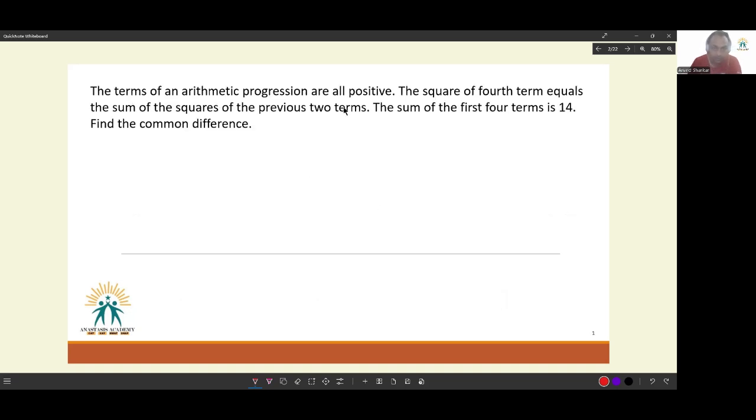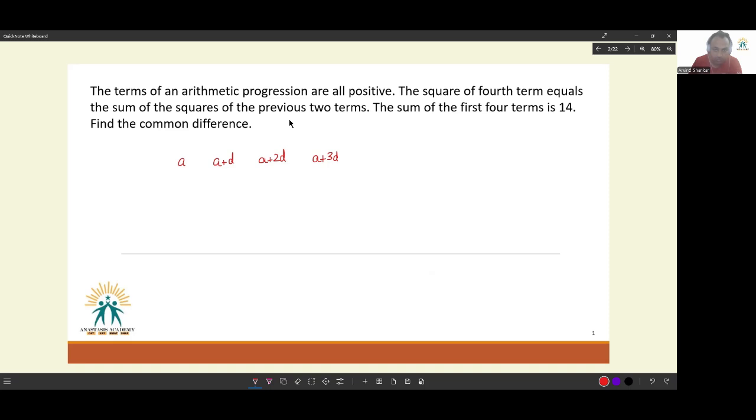The terms of an arithmetic progression are all positive. The square of the fourth term equals the sum of squares of the previous two terms. The sum of the first four terms is 14. Find the common difference. Let the four terms be a, a plus d, a plus 2d, and a plus 3d. This is the standard notation for the first four terms of an AP.